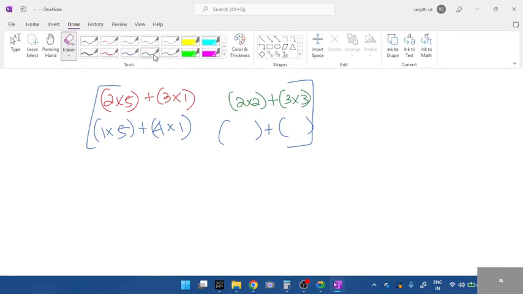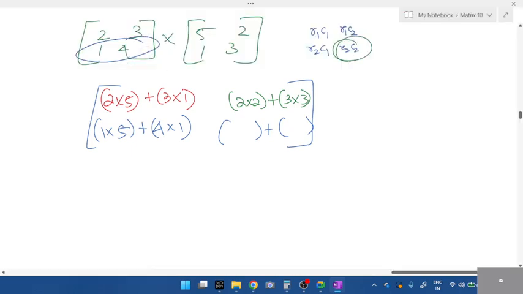Yes. Look at the formula. R2 and C2, right? Go with column 2. 1 into 4 into 3. That's it. What's the answer, students?